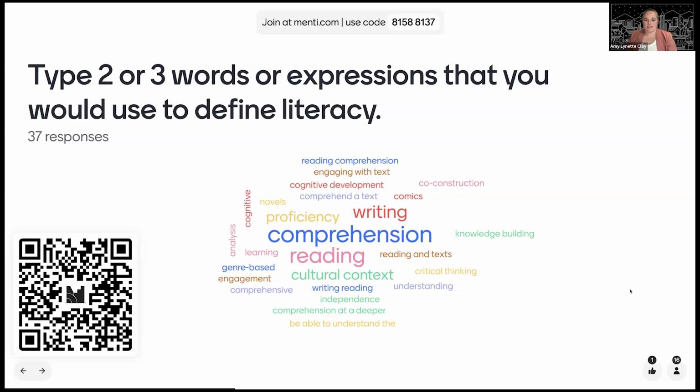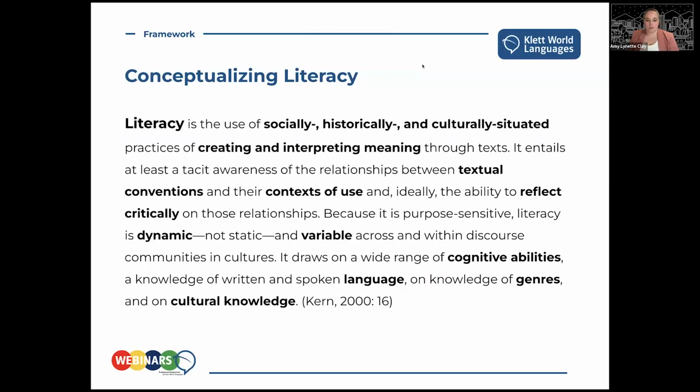All right. And so keep this in mind as we shift over to look at this definition, which is the one you're most often going to see when you're engaging with literacy in world language education. It's from Rick Kern's 2000 book, first chapter, Notions of Literacy. It says literacy is, and this is going to match what some of you have shared, socially, historically, and culturally situated practices of creating and interpreting meaning through texts. So contextualized, creating and interpreting meaning. I saw some comprehension there through text.